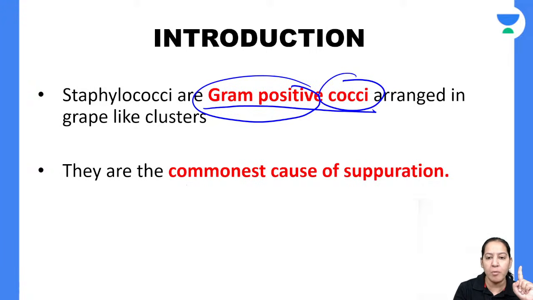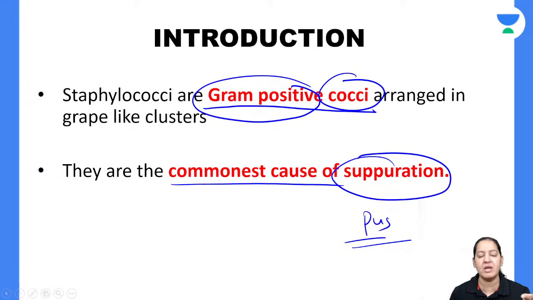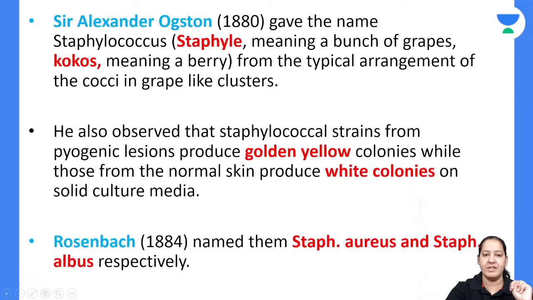Right? It is the most common cause of suppuration. The word suppuration means pus. So anywhere in the human body, pus formation is caused by Staphylococcus. Pus formation is caused by other bacteria also, but the most common cause of pus-filled lesions in the human body in the world is Staphylococcus. So write that in the introduction.